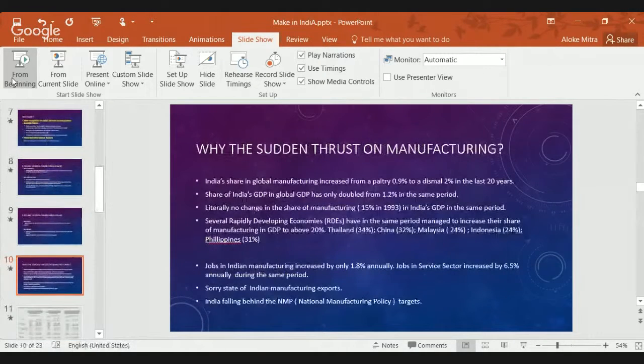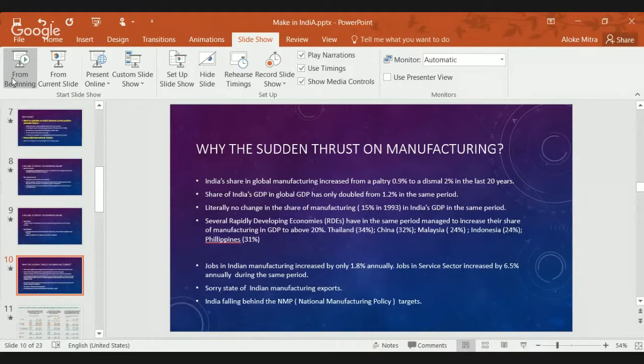Now the question again is, why manufacturing? Why not services? Why not agriculture? Because manufacturing has not grown. India's share in global manufacturing increased from a paltry 0.9% to a dismal 2% in the last 20 years. So that tells you the picture. Share of India's GDP in global GDP has only doubled from 1.2% in the same period. That's 20 years and 1.2%. Literally no change in the share of manufacturing. It was 15% in 1993 in India's GDP, and it is still 15% today, that is 2016.